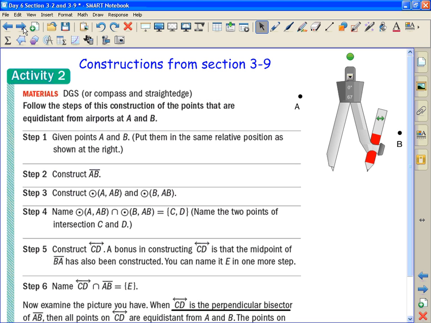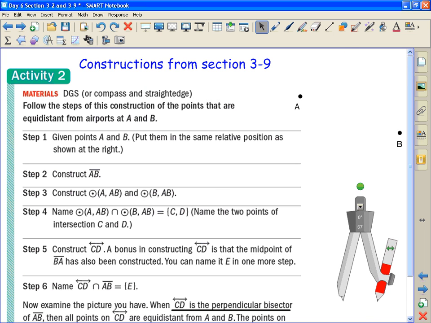From section 3.9, there's some constructions we have not talked about. Okay, we're going to construct a perpendicular bisector and a segment bisector. On your notes, you see the exact same sheets here. We're going to start with point A and point B. You already have them drawn on your paper. I'm going to construct a segment, AB. That is step number 2.